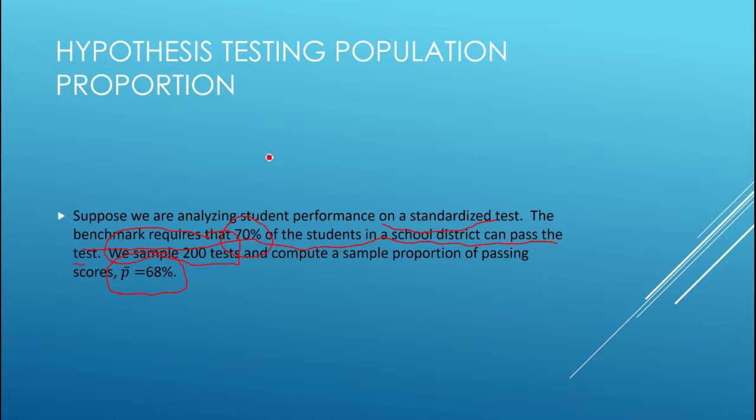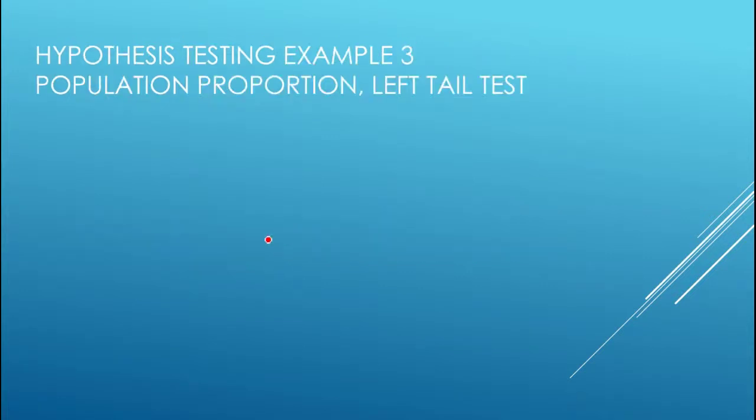But of course we know, as statisticians, that we wouldn't expect to get the exact population proportion when we sample. Sometimes we'll undershoot it, maybe get something like 68%. Sometimes we might overshoot it and get 72%, etc. And the question is, is this 2-point difference enough to conclude that the school district is not meeting the standards? This is a perfect case for a hypothesis test using a left-tailed test.